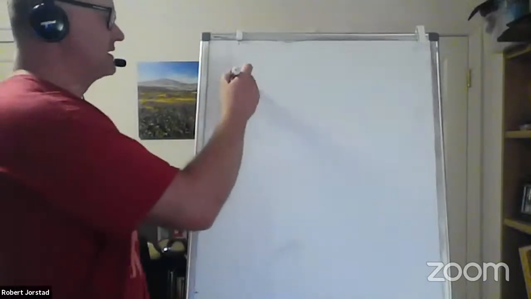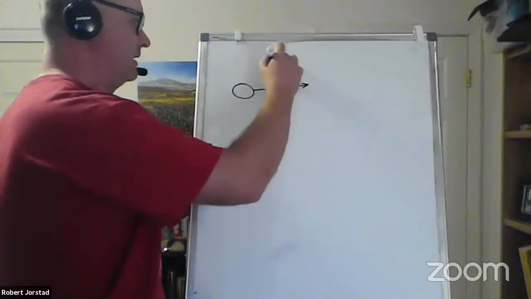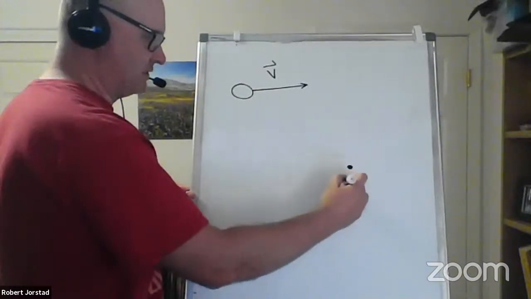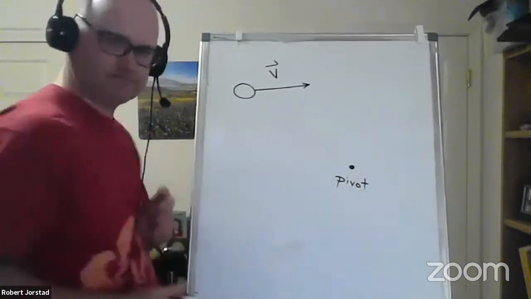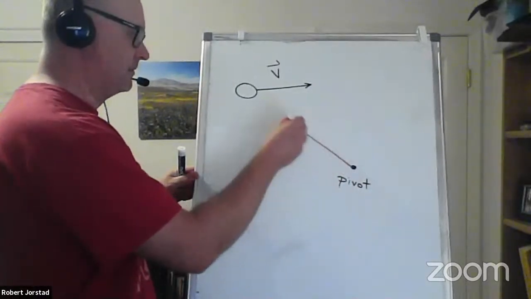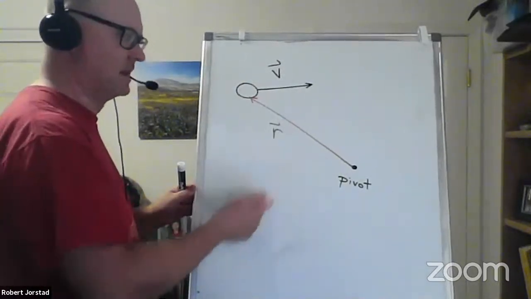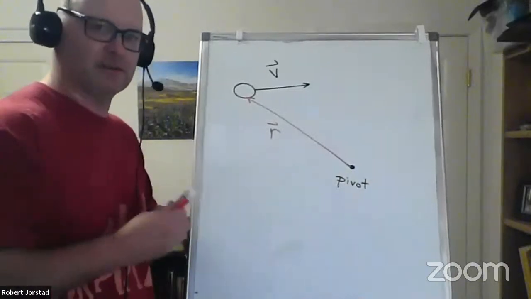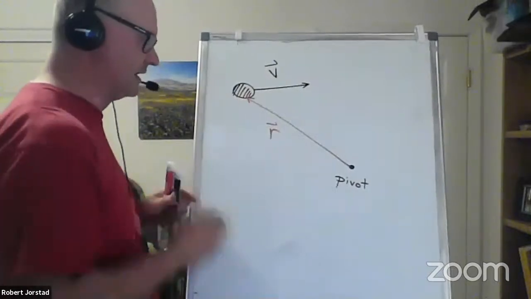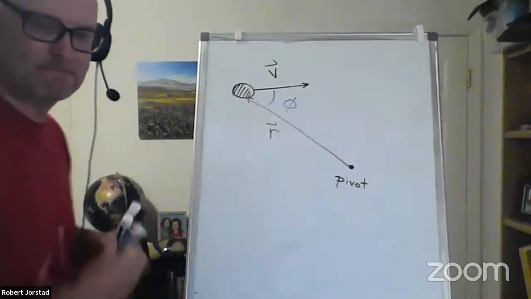All right. So in this case, I just want to start with a point particle. It's moving some direction. And there's an arbitrary point of reference that I'm going to choose to call the pivot. Now there's going to be a vector that goes from the pivot to this particle that's moving. Now there's an angle in here. I'm just going to call that phi.